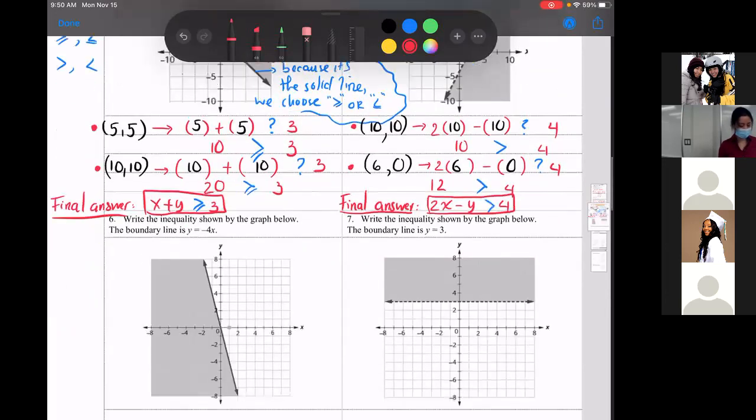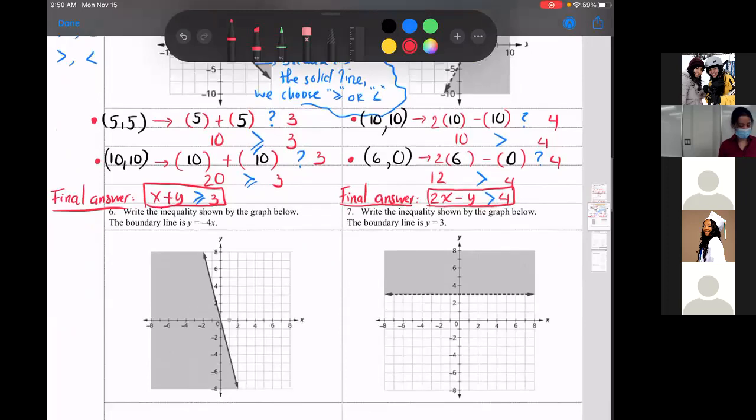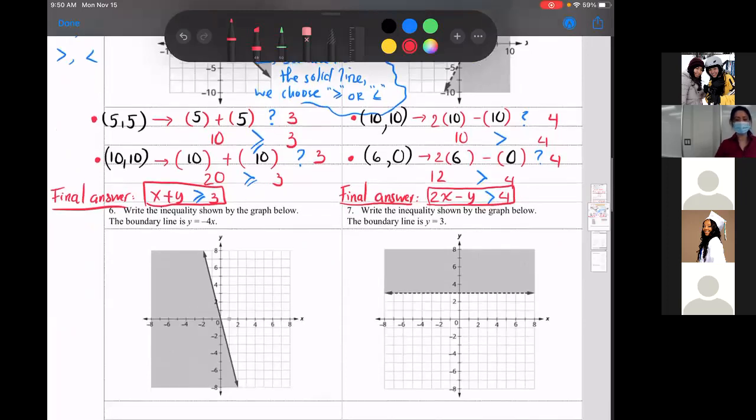I want you to do number 6 and number 7, and I'll walk around, see how you do. People from home, please do number 6 and number 7, and put the answer in the chat privately. Don't put everything. I just want to know if it's like less than or equal to, the final answer. Okay? The final answer.